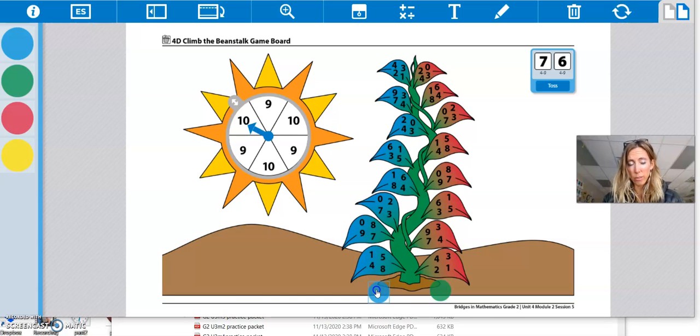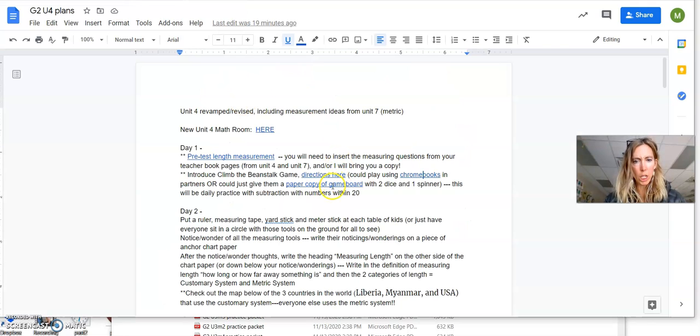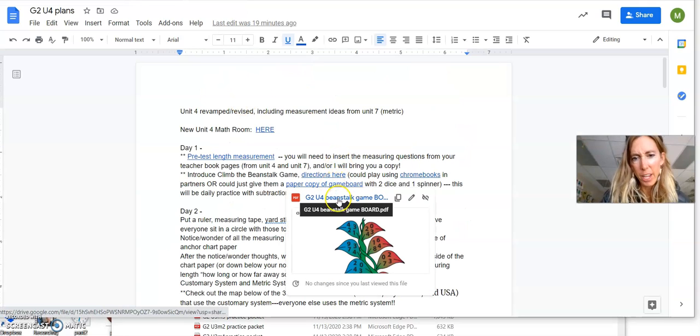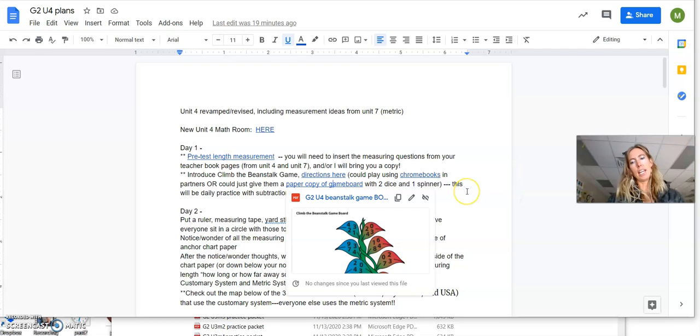No. So I can't move. I can't skip to this leaf. I have to go leaf by leaf by leaf. And whoever makes it to the top leaf wins! So it's a pretty simple game. And again, instead of playing it on the Chromebook, you could print off a game board here. I know you do have some game boards that are in color already, but if you need more, you could do paper versions and then give everybody a spinner and 2 dice.